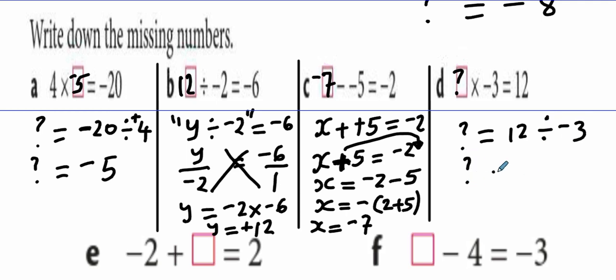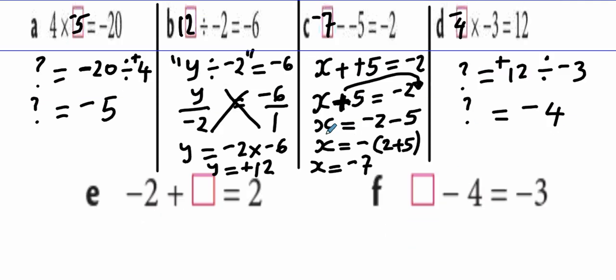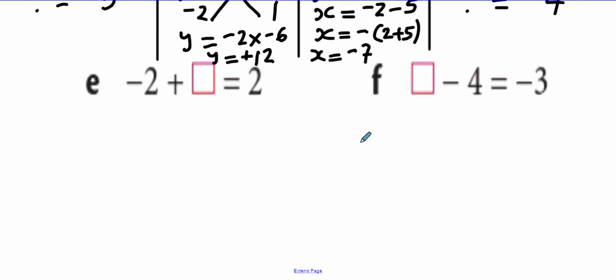So the missing number will be equal to, this is positive divided by negative, you get negative, and 12 divided by 3, that is 4. So over here, the missing number will be -4. Okay. -4, cool, yeah? Right. So we go to the next question.